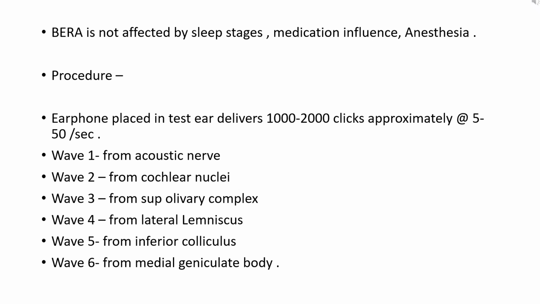Previously, we have also used a mnemonic, that is E colima. So on the basis of it, E stands for eighth nerve, C stands for cochlear nucleus, L stands for lateral lemniscus, I stands for inferior colliculus, and M stands for medial geniculate body. So from that mnemonic also we can draw the inference about these waves. So here you can also remember from this table from which nucleus or nerve that particular wave is getting generated. So it is important to know from which nerve the respective waves are getting generated.